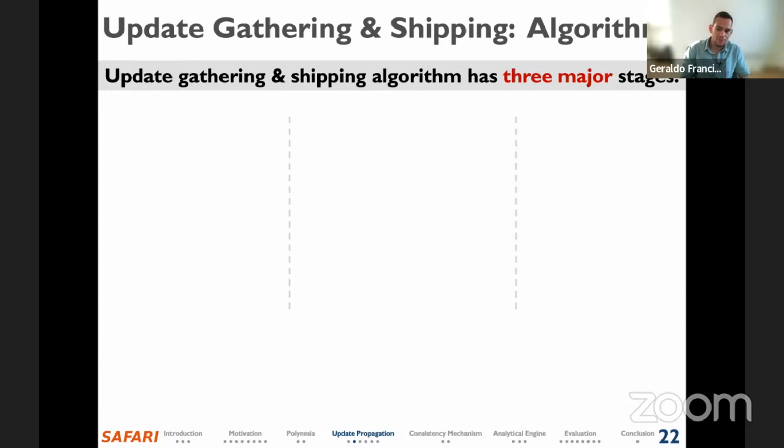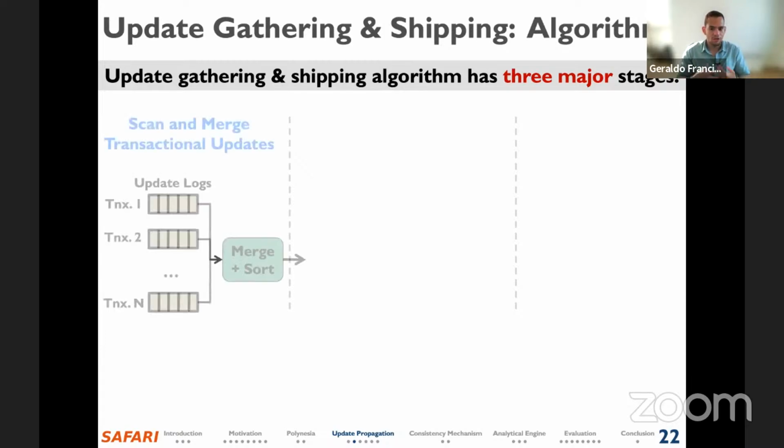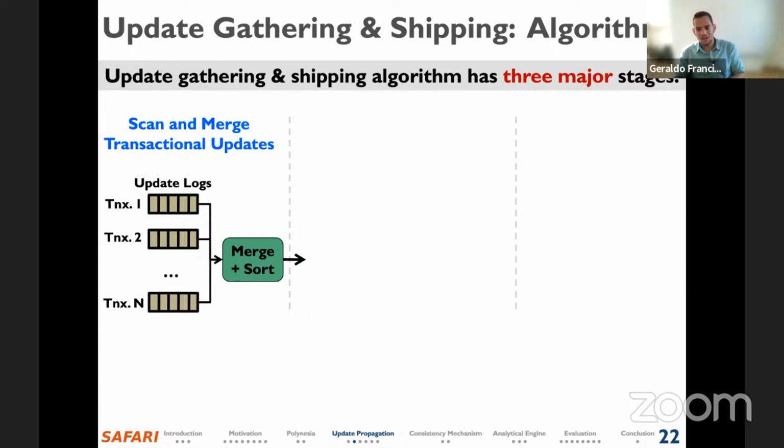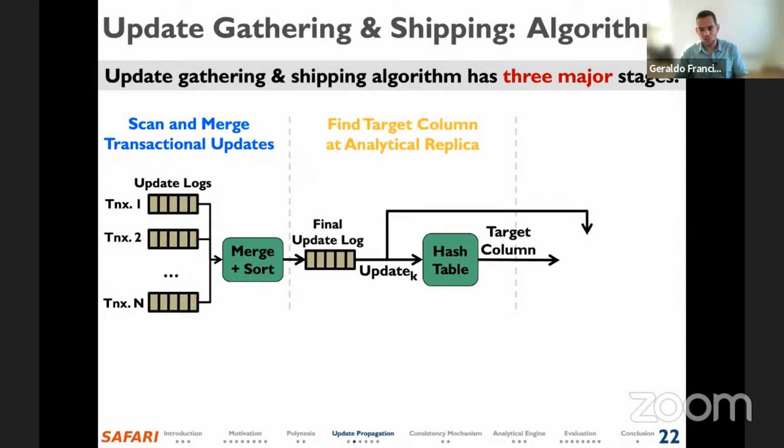Our update gathering and shipping algorithm has three major steps. First, for each thread in the transactional engine, Polynesia stores an update log for the queries performed by the transactional thread. The first stage is to scan the per-thread update logs and merge them into a single final log, where all the updates are sorted by their commit ID. The second stage is to find the location of the corresponding column in the analytical replica associated with each update log entry. You can observe that this stage is one of the major bottlenecks of update shipping because the fields of each tuple in the transactional islands are distributed across different columns in the analytical islands.